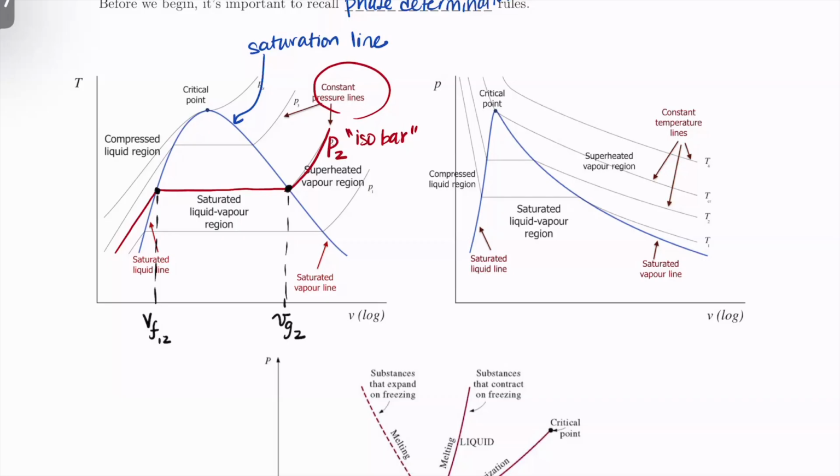And then on the left-hand side, we have the saturated liquid line, or saturated liquid state, and then the saturated vapor. So here is saturated liquid, and then this is saturated vapor. Anything to the left of this saturation line is going to be compressed liquid, and then anything to the right is our superheated vapor.